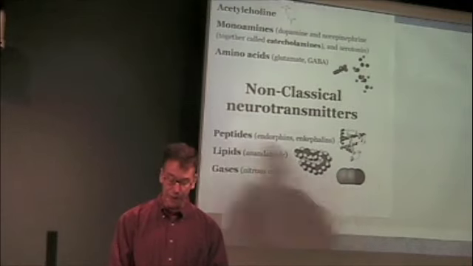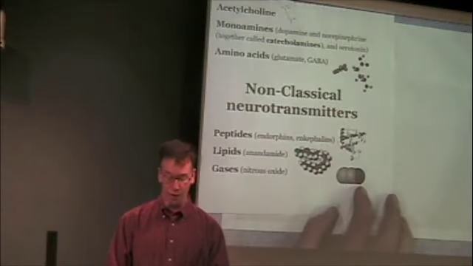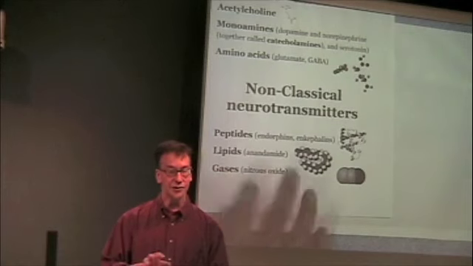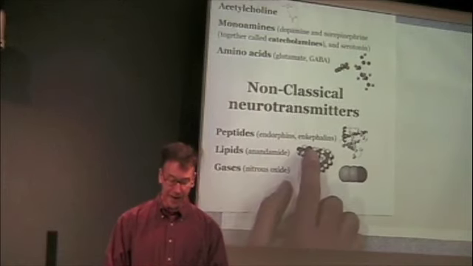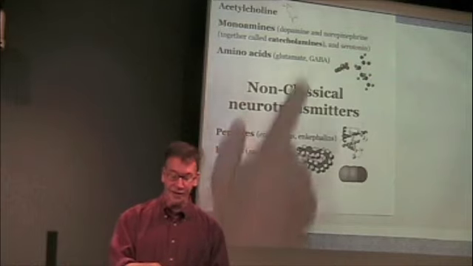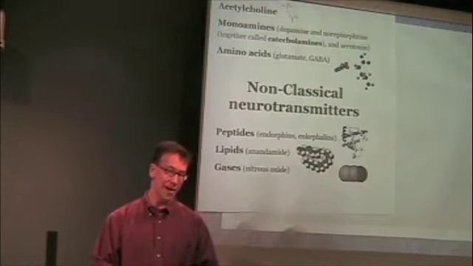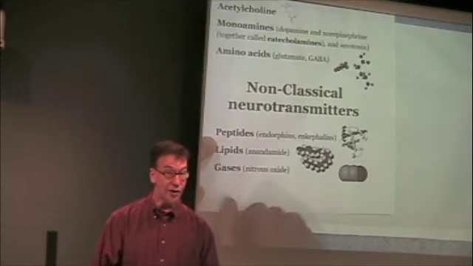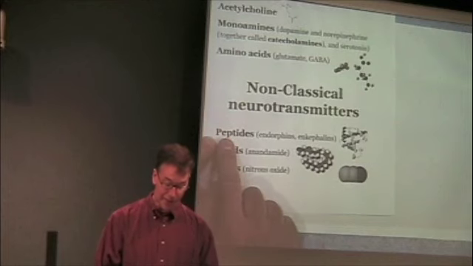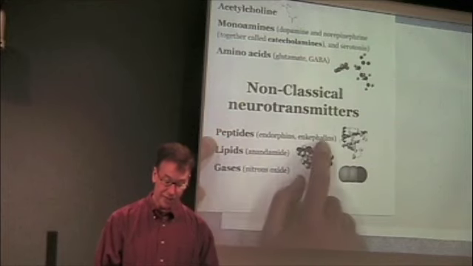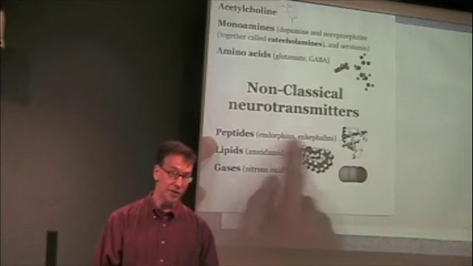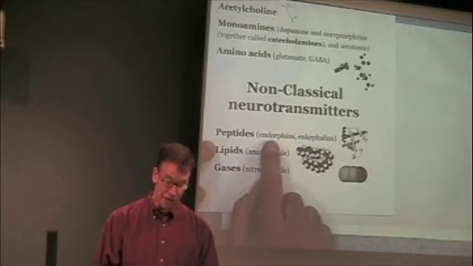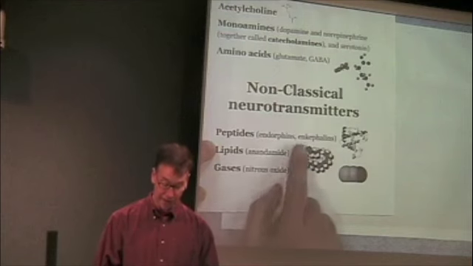Now, I'm going to just really briefly mention non-classical neurotransmitters. In this course, we don't have as much time to go into them. But it turns out that these classical neurotransmitters are not the whole story by far. There are a lot of other neurotransmitters that have been discovered in the nervous system, including many peptides. We will discuss these in reference to the opiate system and opiate drugs. Endorphins, you may have heard of, and enkephalins.